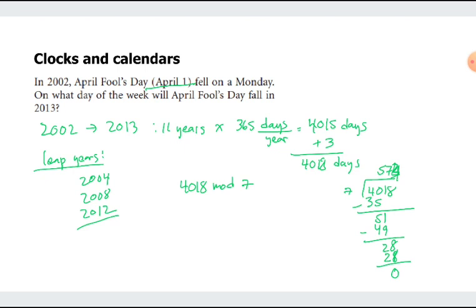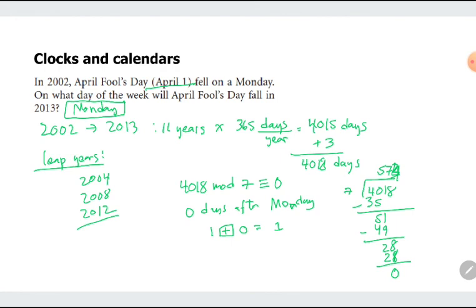Which would mean 0 days after Monday, or Monday itself. So in 2013, April Fool's Day will also be celebrated on a Monday.